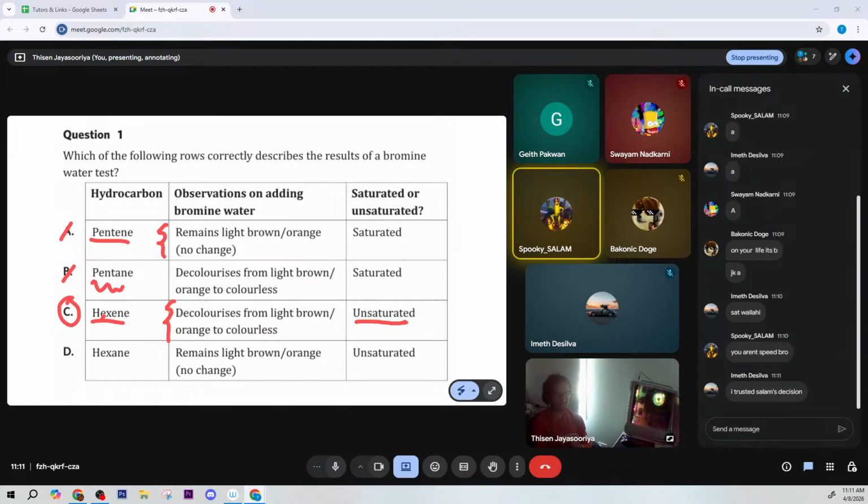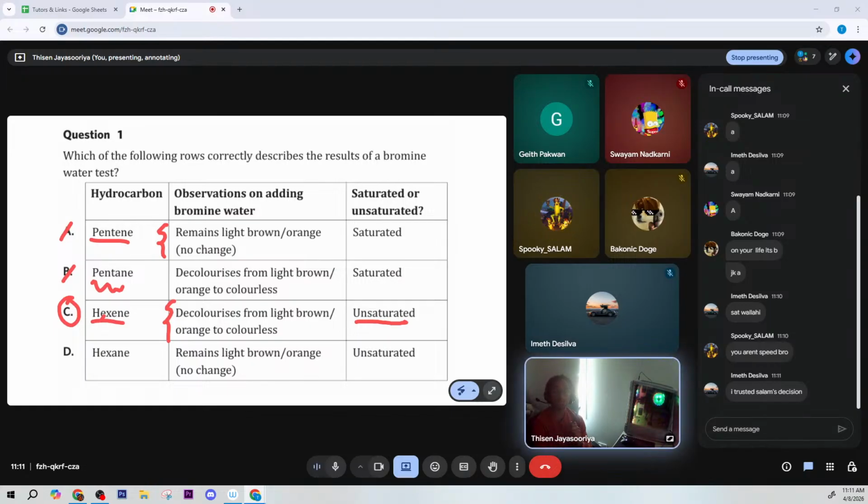Because it said results of a bromine water test. So doesn't it go from an alkene, unsaturated, to saturated because there's all single bonds? So no, we don't care about what it goes to, right? The bromine water test tells us if the original compound was saturated or unsaturated, not the product. Because the product is always going to be saturated. It's about the original thing that we had. And pentene won't remain brown. It will react with that bromine water. Does that make sense? Does that clear that up?